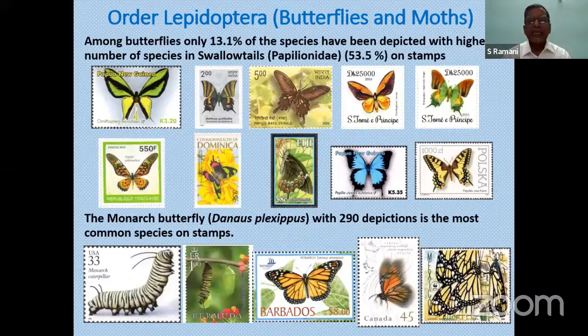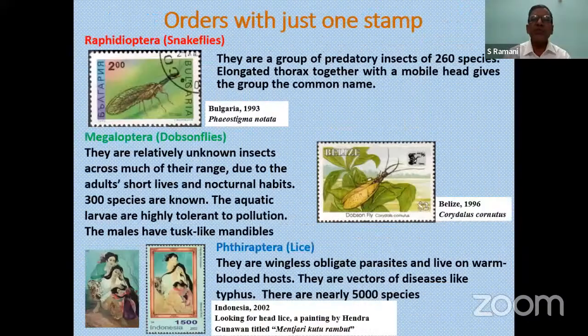And if you look at one single butterfly, the most depicted is the monarch butterfly, Danaus plexippus, with 290 depictions, the most common species on stamps. I told you that there are a few orders in which just one stamp has been produced. I am showing here just three orders on which just one stamp is produced.